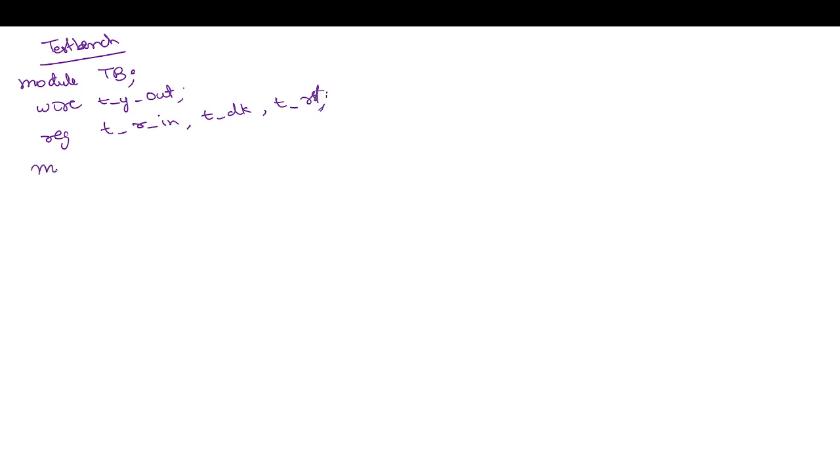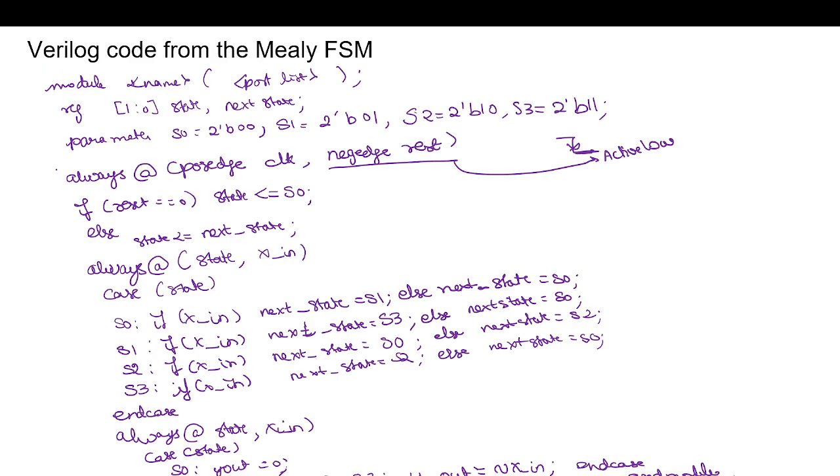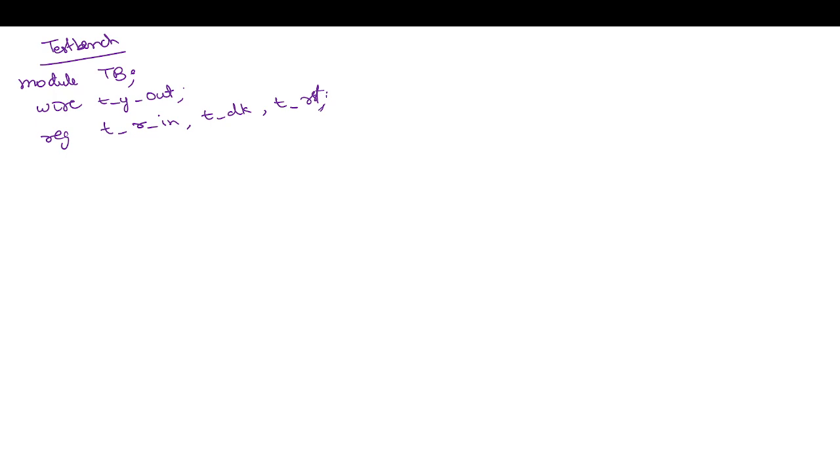Now instantiation. I have used just a name, so I will write this as Verilog DUT, then the output, then the input. This is X, the test bench input, and then TCLK, and then TRST.